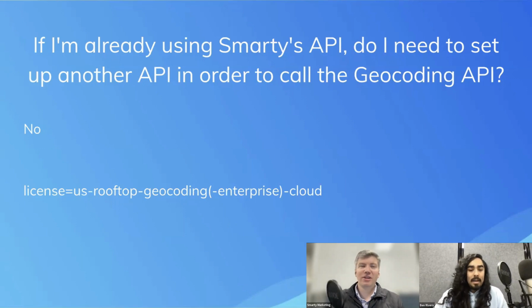That is correct. It'll also tell you the accuracy level, right? Yes, accuracy level, rooftop accuracy level. That's correct. Parcel as well. So it'll have those available.